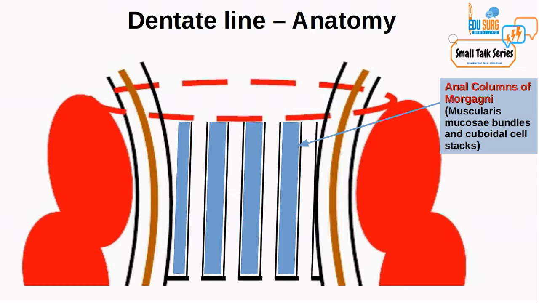Between the anal columns of Morgagni lie the anal cushions, which are cushion-like structures formed due to extensive submucosal venous plexuses. I am sure most of you know that these are the anal cushions which can lead to formation of internal hemorrhoids, right? So between the anal columns of Morgagni are the anal cushions which are formed by submucosal venous plexuses. So these two structures are now clear.